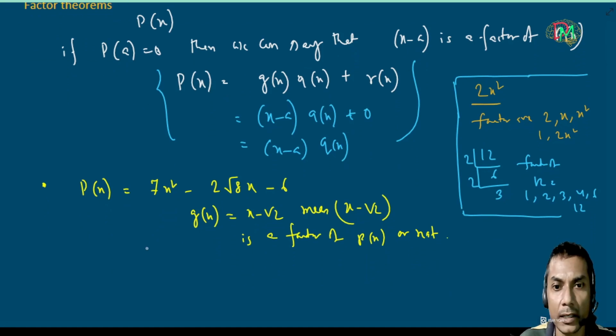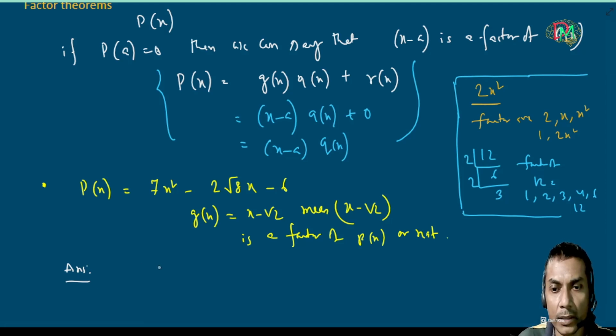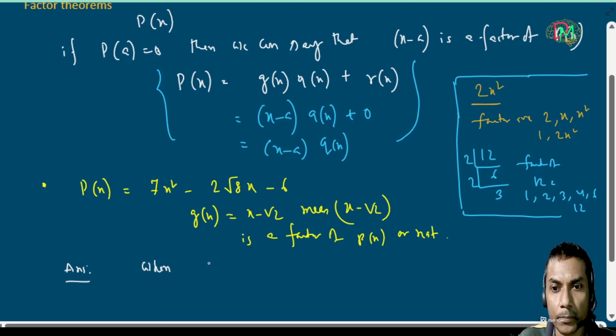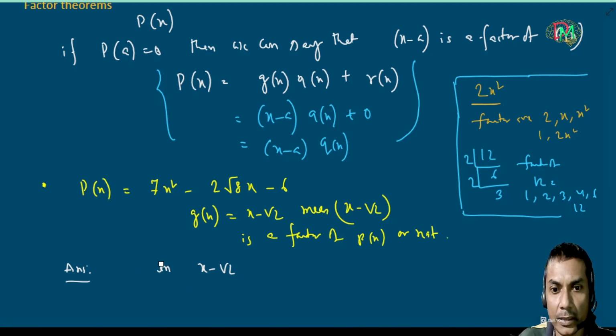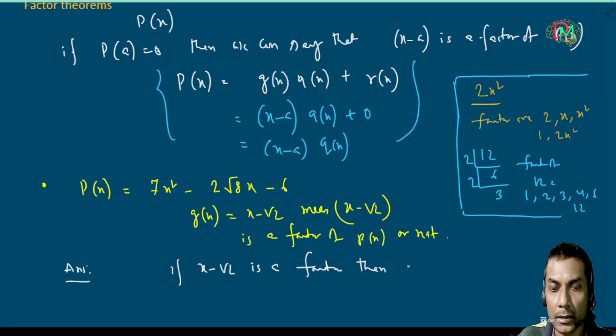How can you answer this question? One thing you should remember: if x minus root 2 is a factor, then root 2 will be the zero.